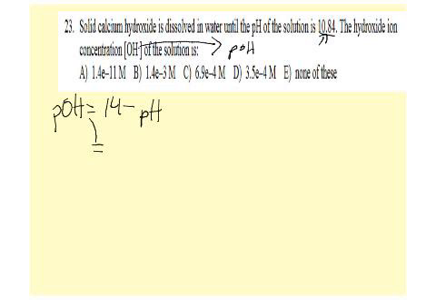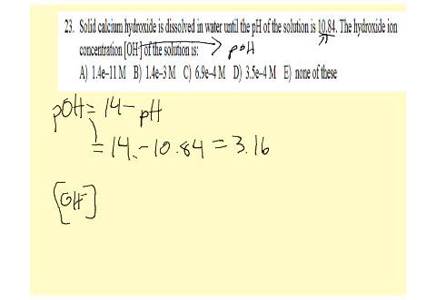So 14 minus pH, so 14 minus 10.84 would be 3.16. And that is the pOH. To get your OH concentration, that is 10 to the negative pOH.